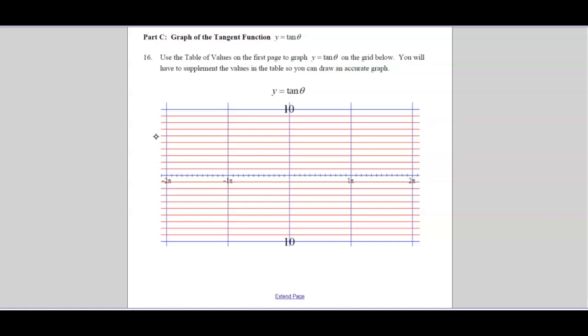Okay, so use the table of values on the first page to graph y equals tan theta on the grid below. You'll have to supplement the values in the table so you can draw an accurate graph. Yeah, because we don't have every single thing in our table of values. You are going to have to flip back a little bit, but we've done those calculations for you.